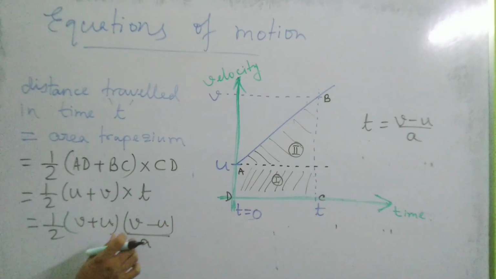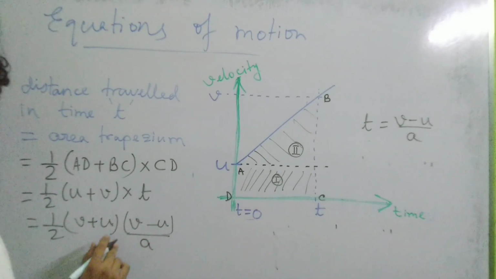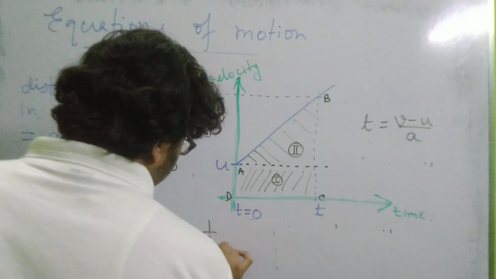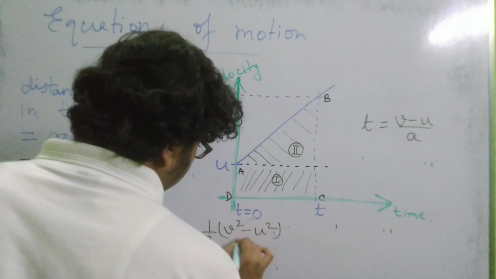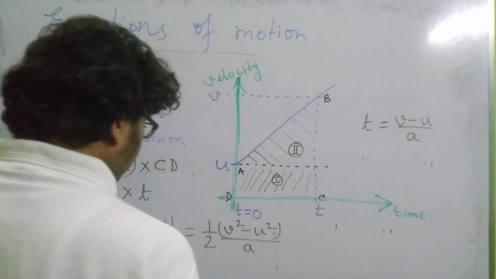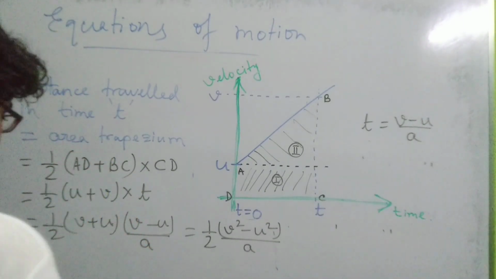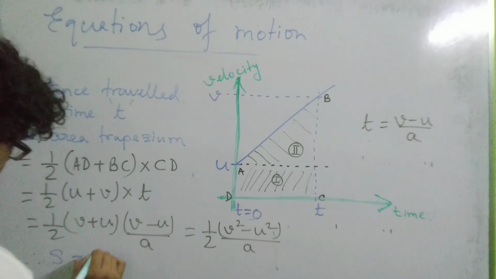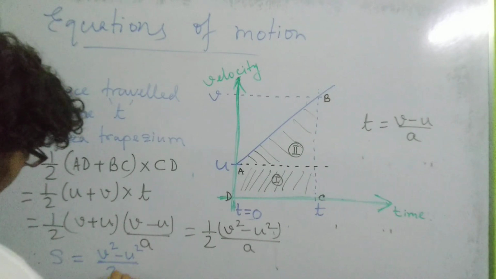Now (v plus u) into (v minus u), what is this? (a plus b) into (a minus b). If you apply that algebraic formula, it will be half into v square minus u square, by a. This is actually the displacement, isn't it? So basically s is equal to (v square minus u square) by 2a.